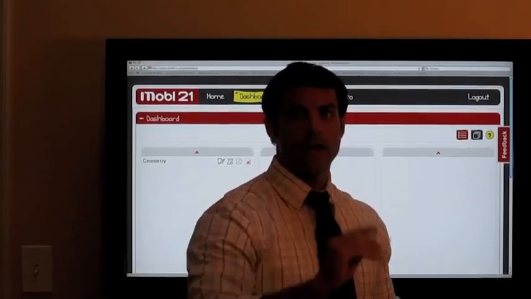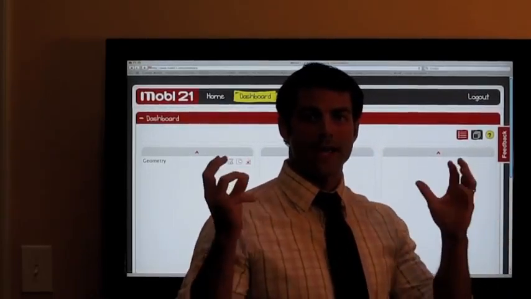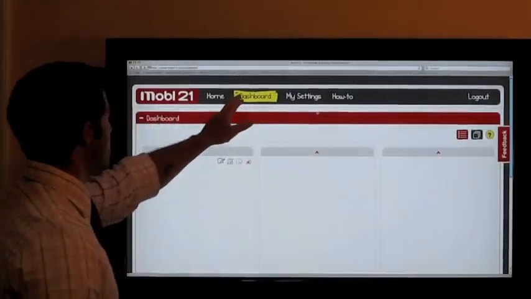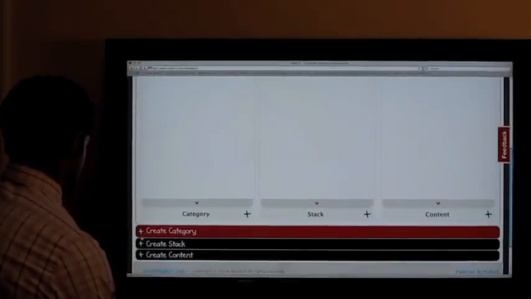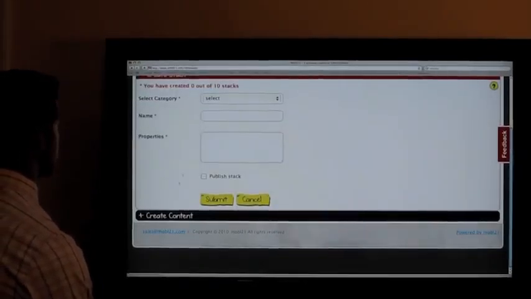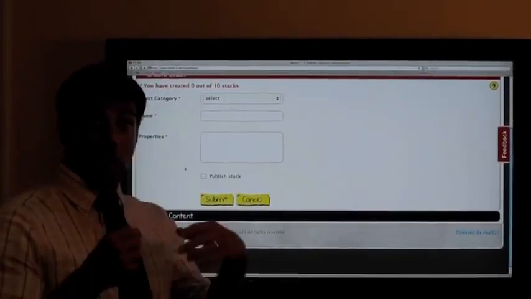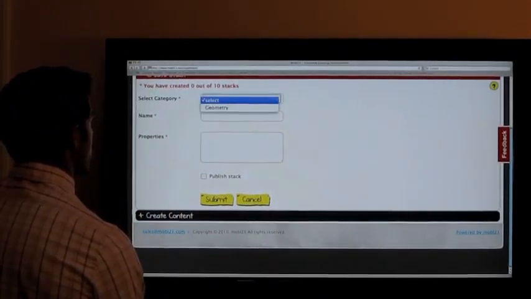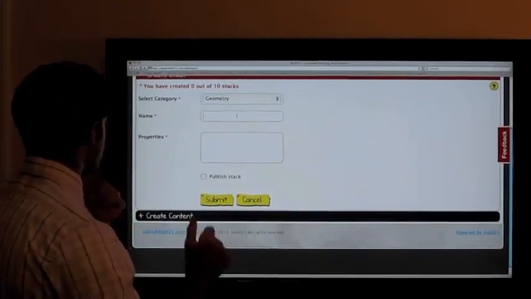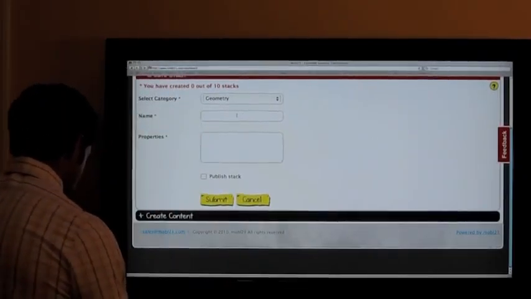Okay, next we are going to create a stack. Now to create a stack, I'm in my dashboard. I'm looking at my stack here, right here. It tells me I can create a stack. I need to select a category. I just created a category for geometry. So I'm going to select that category, and then I'm going to name it.